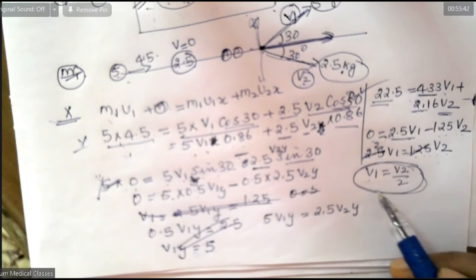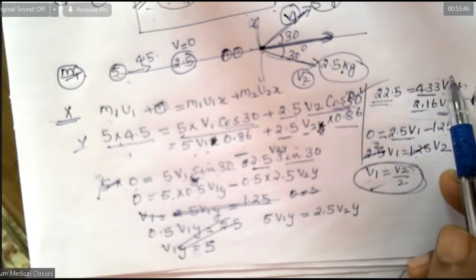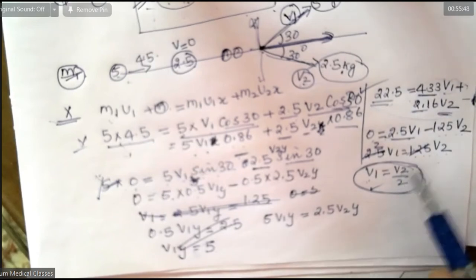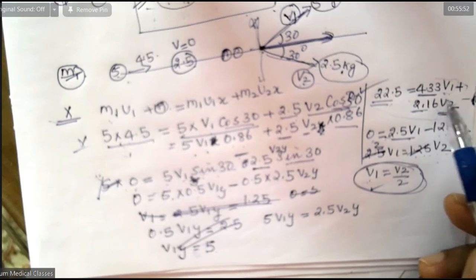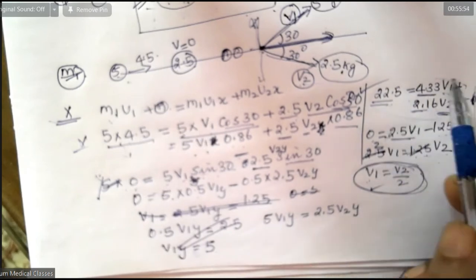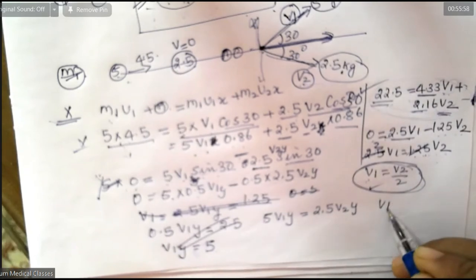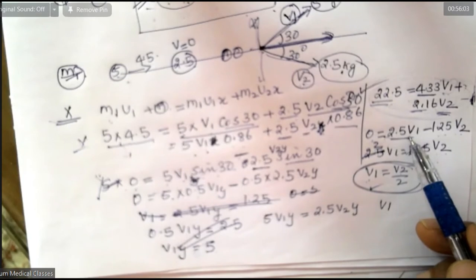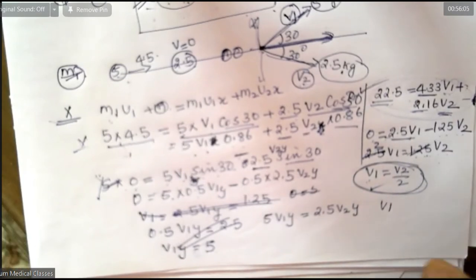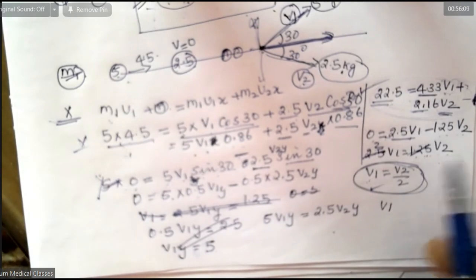Now what to do? Put this relation in the first equation. Where you got v1, you put v2 by 2, or where you got v2, you put 2v1. Then you find the answer of any one, that is v1. Similarly, you put the value for v1 in the other equation, then you find v2. Only this much is physics, rest is mathematics.